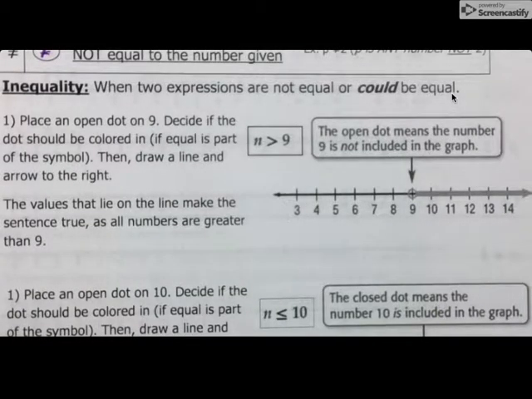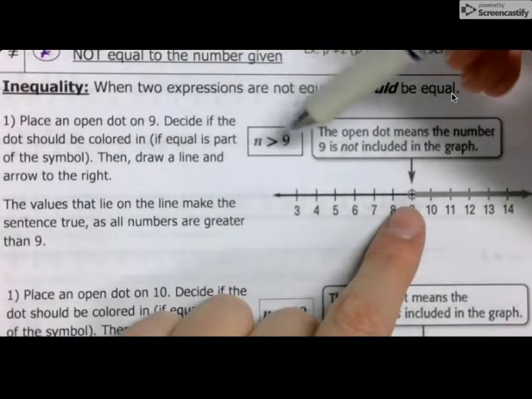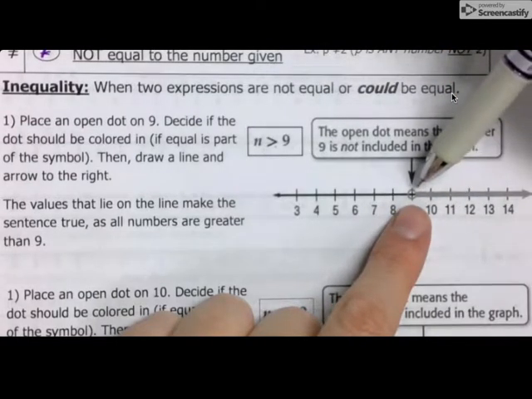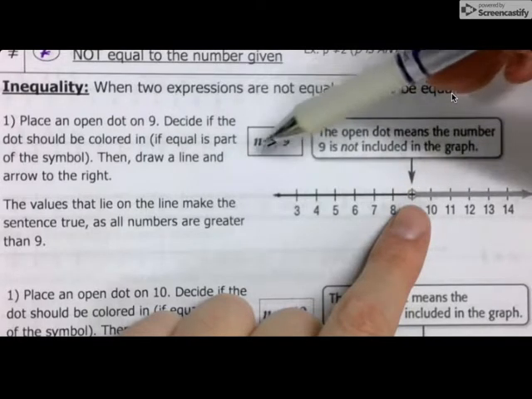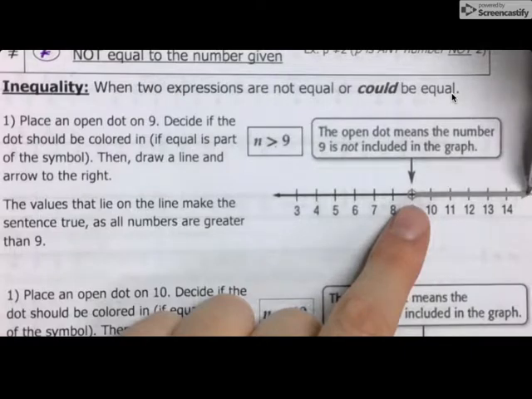So it says place an open dot on 9. That's what they did for you. Decide if the dot should be colored in, if the equal is part of the symbol. Because there's no line underneath this one, right? There's no line here. That's why it's not colored in, that's why it's blank. Then because it's numbers greater than 9, that's why it goes to the right. Okay?